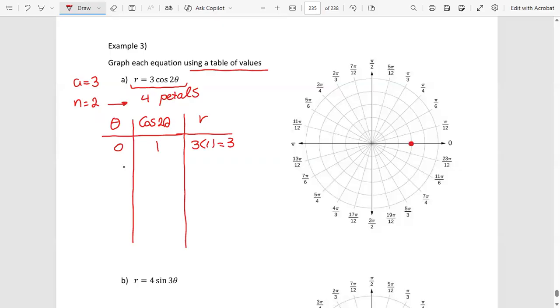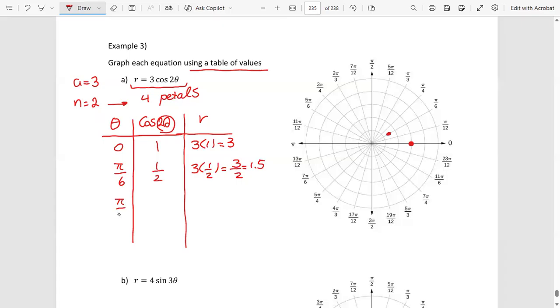If theta is pi over 6, remember that you're finding 2 theta. If theta is pi over 6, that means 2 theta is 2 times pi over 6, which is pi over 3. That means you want to find the cosine of pi over 3. And the cosine of pi over 3 is 1/2. And 3 times 1/2 is 3/2, which is 1.5. For pi over 6, we get 1.5.